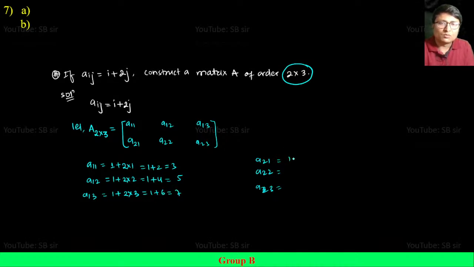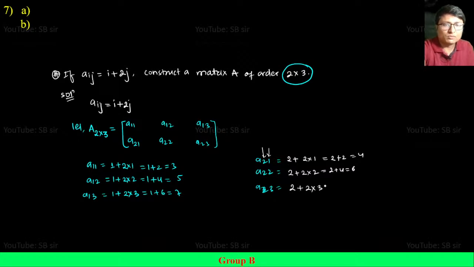Similarly, for A21, instead of 1, what you have to replace here is i is 2 and j is 1. So replace the value of i in the given condition with 2 and the value of j with 1. So 2 plus 2, it will be 4. Same goes for the others also. A22: 2 plus 2 times 2 is 2 plus 4, which is 6. Similarly, A23: 2 plus 2 times 3 is 2 plus 6, which equals 8.